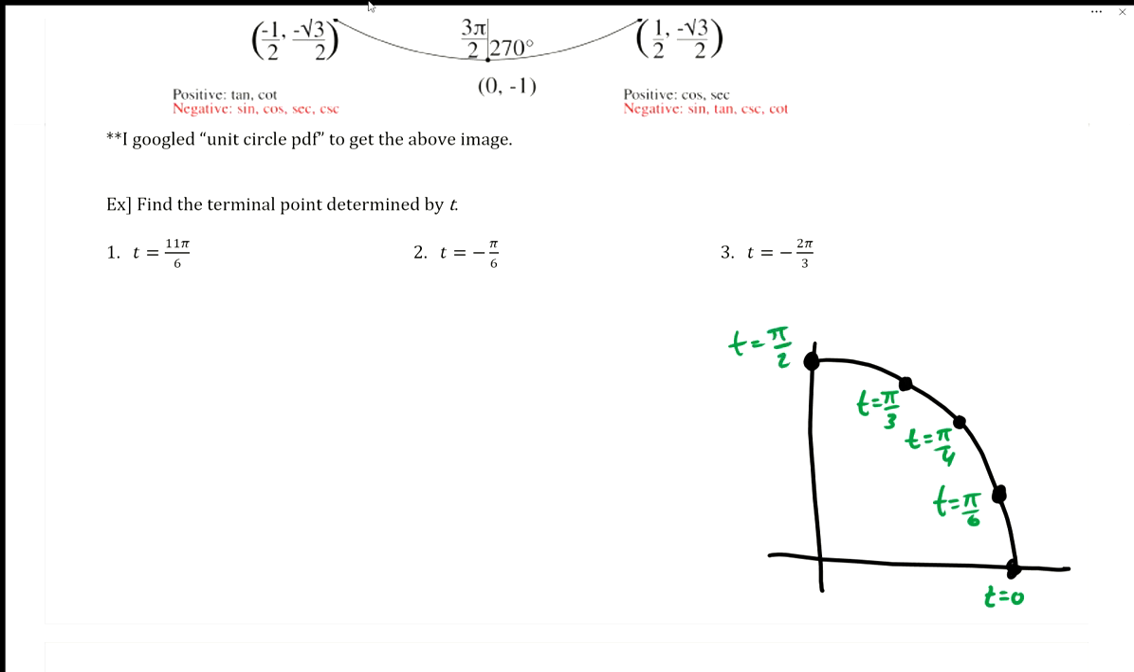And then their corresponding terminal points are 1, 0, square root of 3 over 2 and 1/2. They might also say radical 3 over 2. So square root of 3 over 2 or radical 3 over 2 are the same thing. And then our next terminal point is square root of 2 over 2 and square root of 2 over 2. Our next one is 1/2 and square root of 3 over 2. And then this last one in the first quadrant is 0 and 1.